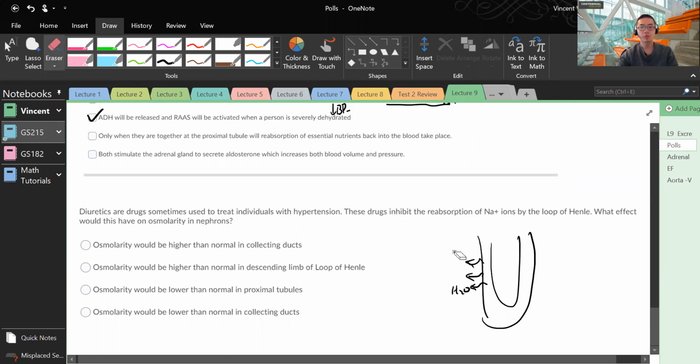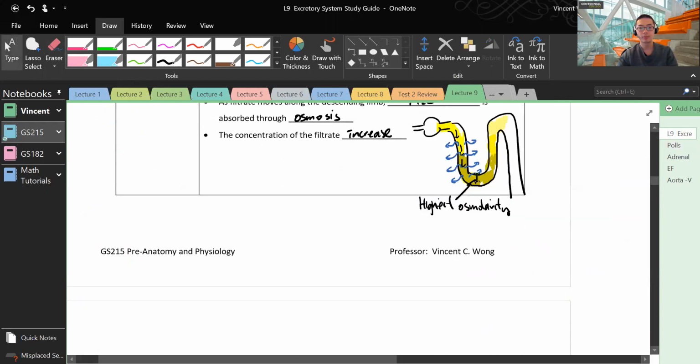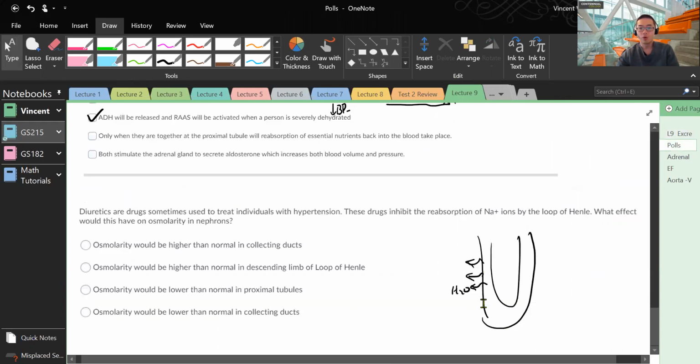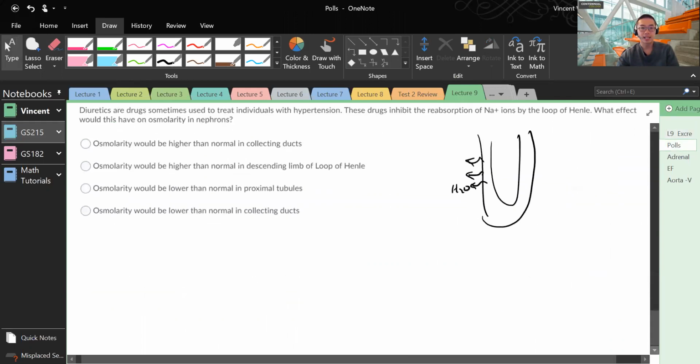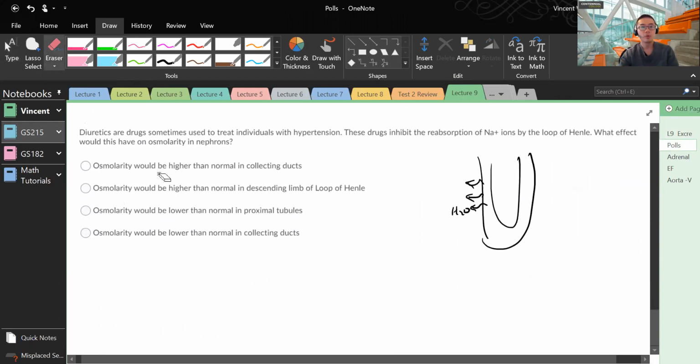If you are not reabsorbing the water, then the filtrate, remember earlier I said the filtrate would be the most concentrated at the bottom because you're absorbing all this water. But if you're blocking it with a drug, then it won't be as concentrated as before. So here, osmolarity would be higher than normal in the collecting duct. That's not true. If anything, it should be lower. Anything that says higher is not true.